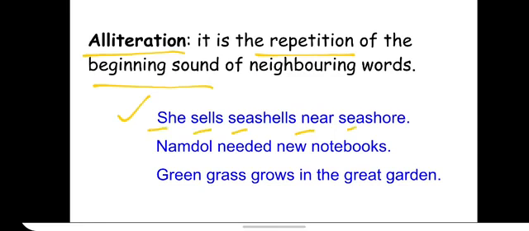Like, she sells seashells near seashore. So you see that she, sells, seashells, shore, all these have the beginning sound repeating. Likewise, Namdul needed new notebook. So we see the n sound repeating, right? Green grass grows in the great garden. So the g sound is repeating here, and this kind of figure of speech is known as alliteration. Okay, this one is very easy. You normally use it, unknowingly, in your writing.